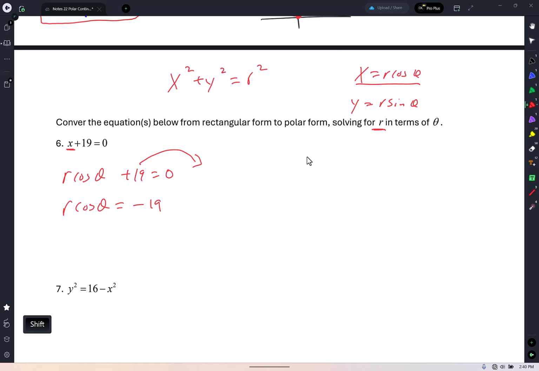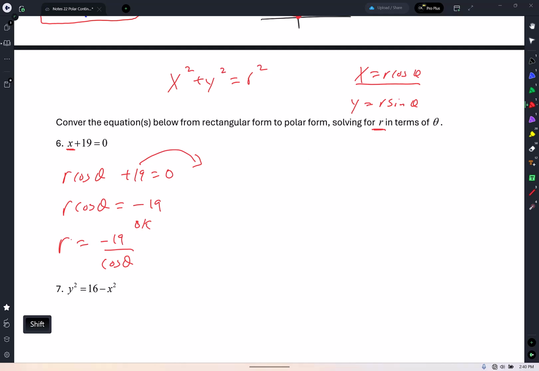We're just solving for R, isolating R. How do I get R by itself? Divide it. R equals negative 19 over cosine theta. That's an okay answer. Delta will take it when you get the assignment in a little bit. Is there a better answer?